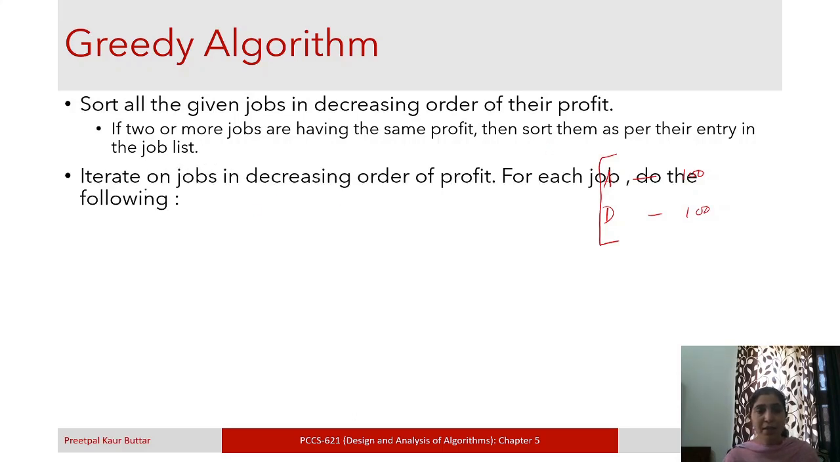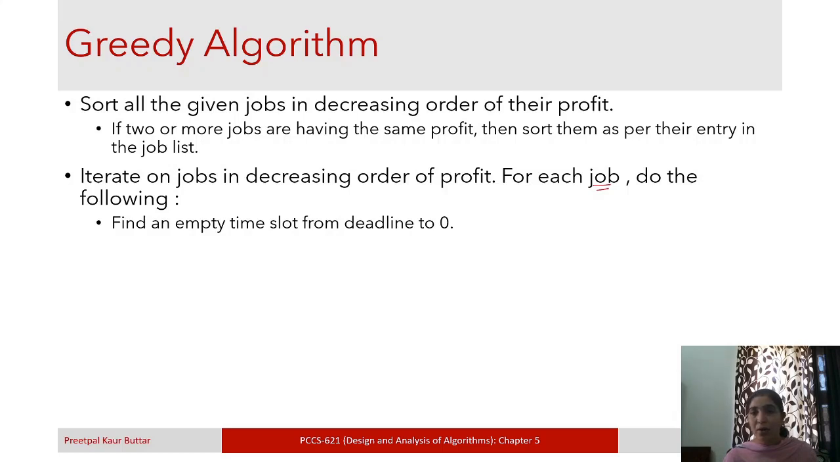Then the next step is to iterate on jobs in decreasing order of their profit. We will pick one job and do the following. For each job, find an empty slot from its deadline to 0. Deadline means the deadline of the particular job which we have picked. Suppose we picked job I, and it has a deadline D.